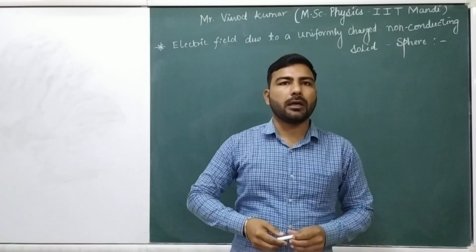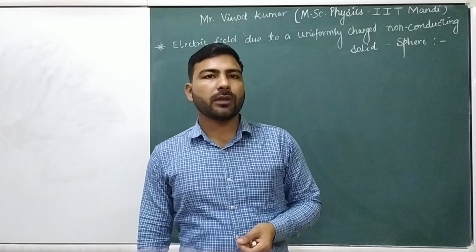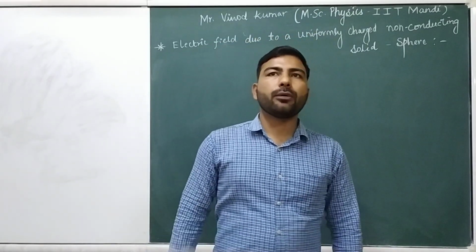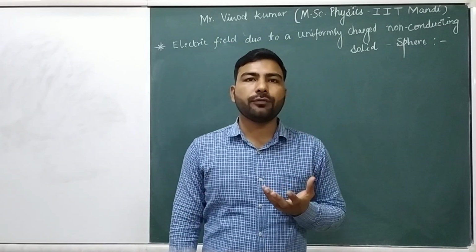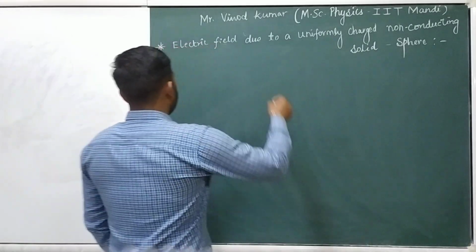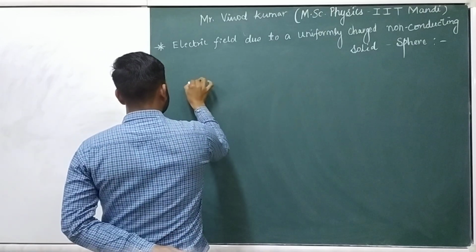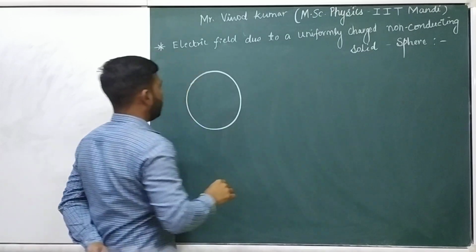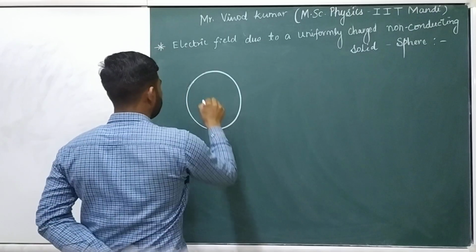Today we are going to learn about the electric field due to a non-conducting solid sphere. Here we are going to assume a solid sphere that is uniformly charged with the volume charge density rho. Let us suppose that there is a solid sphere and it is uniformly charged with positive charge.